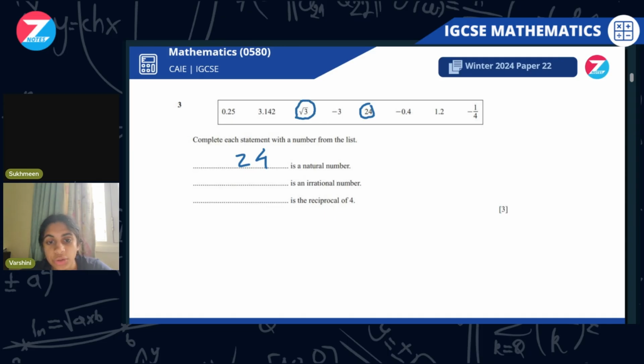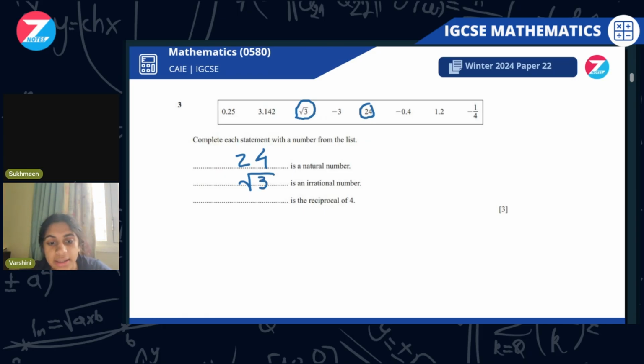You could also easily get mistaken and think 3.142, because we know it to be pi and we know pi is an irrational number, but this number is not the entire pi. It's just 3.142, and as it's just a few decimals, it's not an irrational number. So the only irrational number here is root 3. So this is going to be root 3.